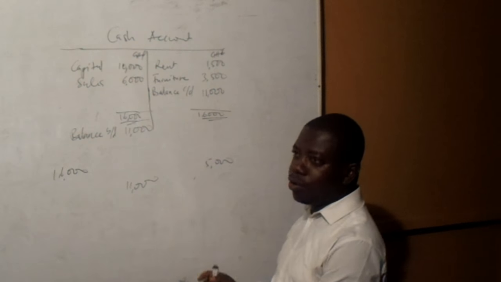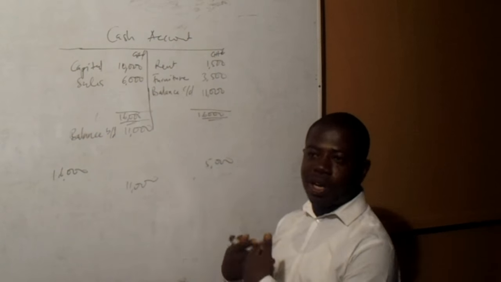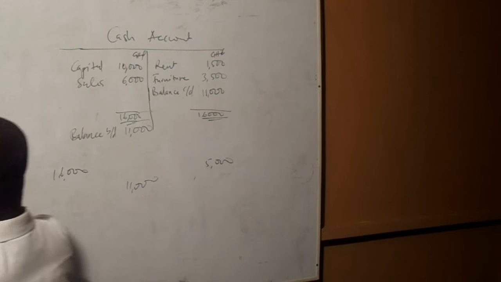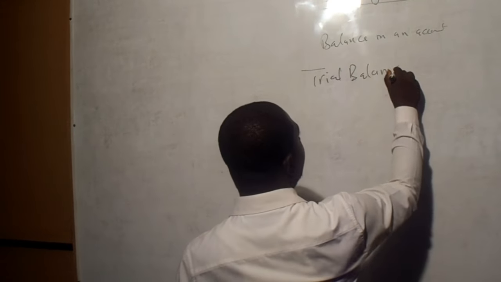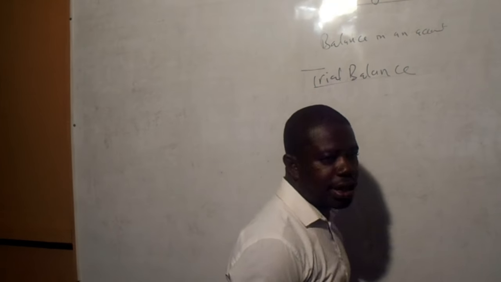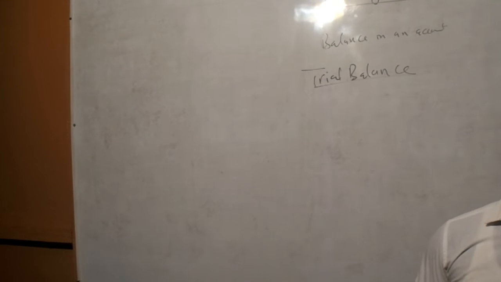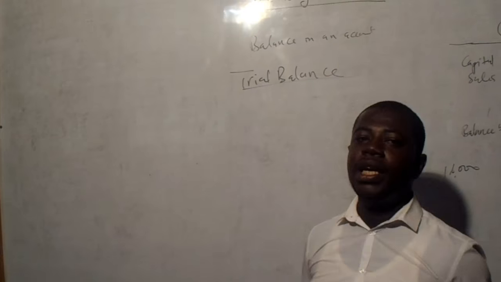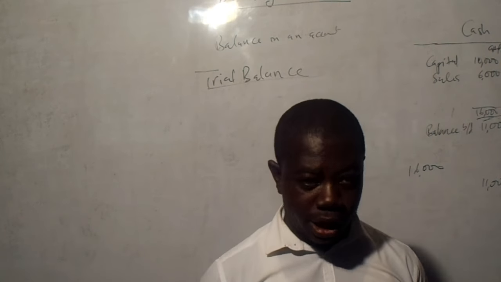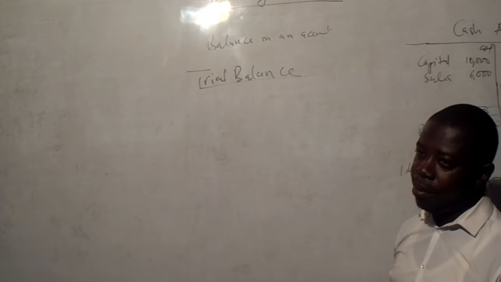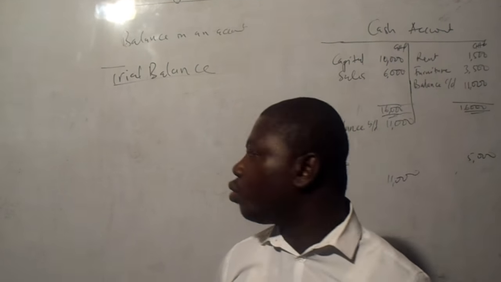After balancing an account, what we do next is to extract a trial balance. So let us look at the concept of the trial balance. It is said that in accounting, any statement that ends or begins with balance is supposed to balance. So we have a trial balance and we have the balance sheet also.